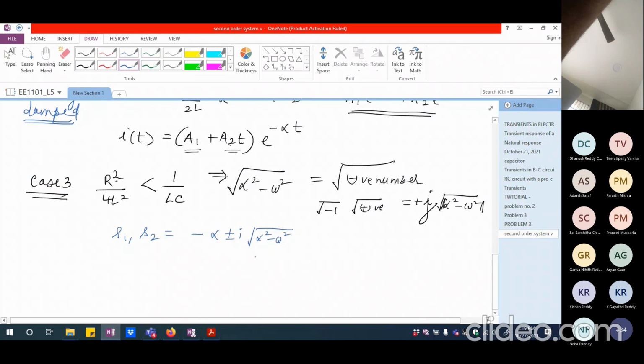Okay, this is case 3. So in case 3, I have to write the solution as I of t equal to a1 e power minus alpha multiplied by, or I can remove this a1 and put a1 inside, and I can say a1 times e power minus j times square root of alpha square minus omega square, or I should be able to write this as e power plus j times square root of alpha square minus omega square.